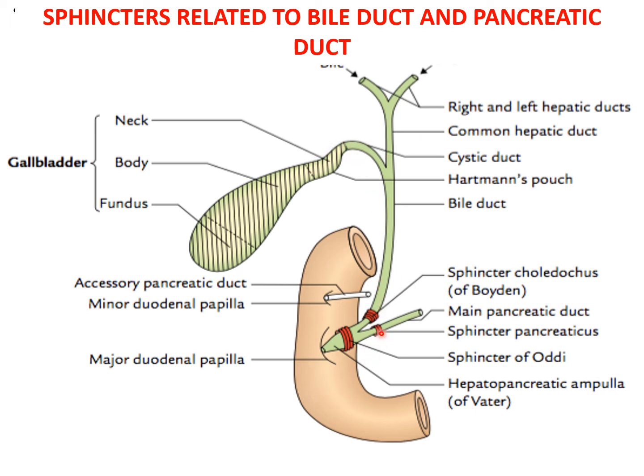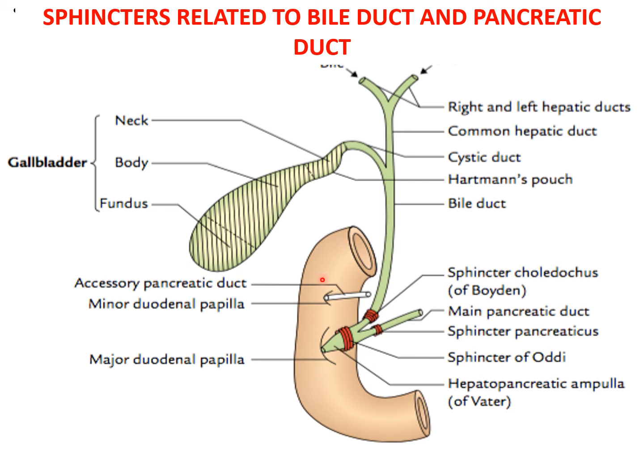Another less developed sphincter, which is usually but not always present around the terminal end of the pancreatic duct, is known as the sphincter pancreaticus. Then there is a third sphincter which surrounds the hepatopancreatic ampulla, and it is known as the sphincter ampullae or sphincter of Oddi. So what happens?